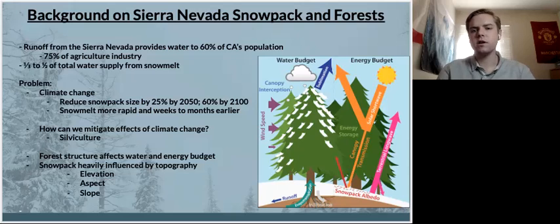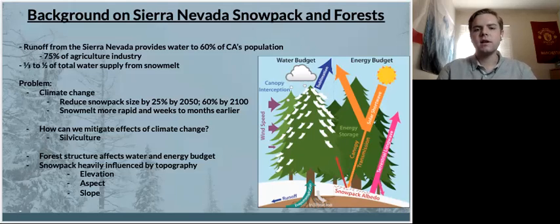And the major threat to the snowpack is climate change. The rising temperatures will cause 25% of the snowpack to disappear in less than 30 years, and 60% will be gone by the end of the century at our current rate. So the amount of water available to society will be reduced, but climate change will also melt the snow faster and earlier in the year. And that's a problem because we want the snow to melt gradually into summer so that there is enough water for everyone during those dry months.